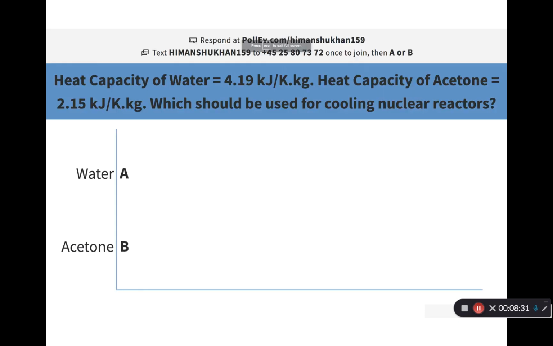Another question about heat capacity. If the heat capacity of water is higher than the heat capacity of acetone, which one would you use to cool nuclear reactors, for example? And the answer is water, because then you would have to use a lesser amount of water, because 1 kilogram of water will absorb a larger amount of heat than 1 kilogram of acetone.